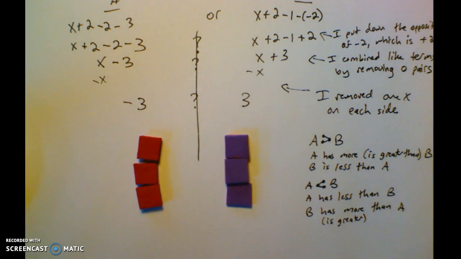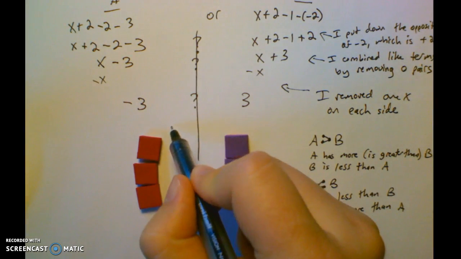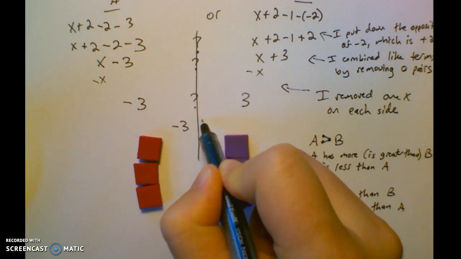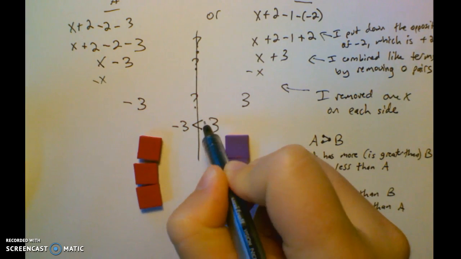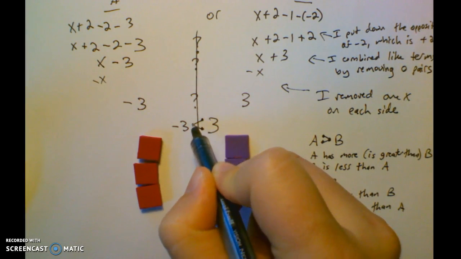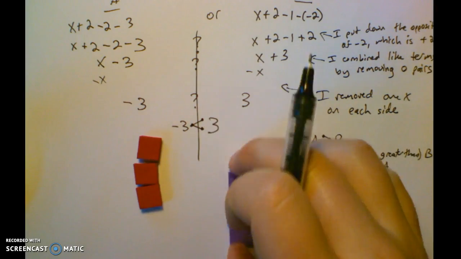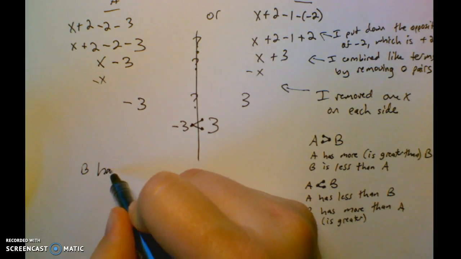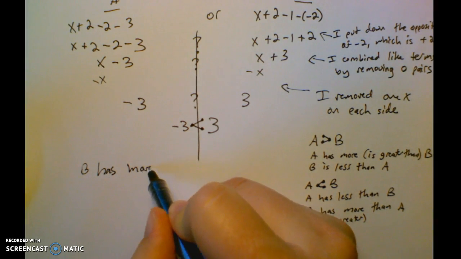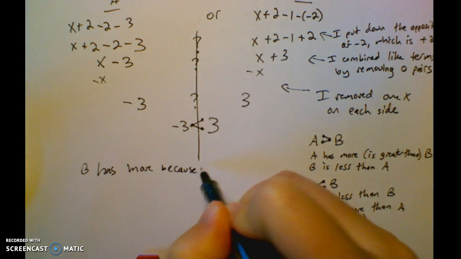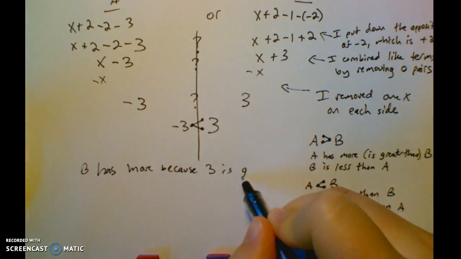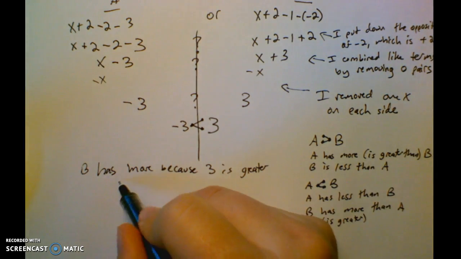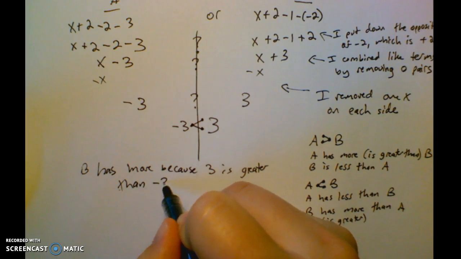In any case, over here I can say -3 is less than 3, because I would rather have the 3 than the -3. If I write that out in words, B has more because 3 is greater than -3.